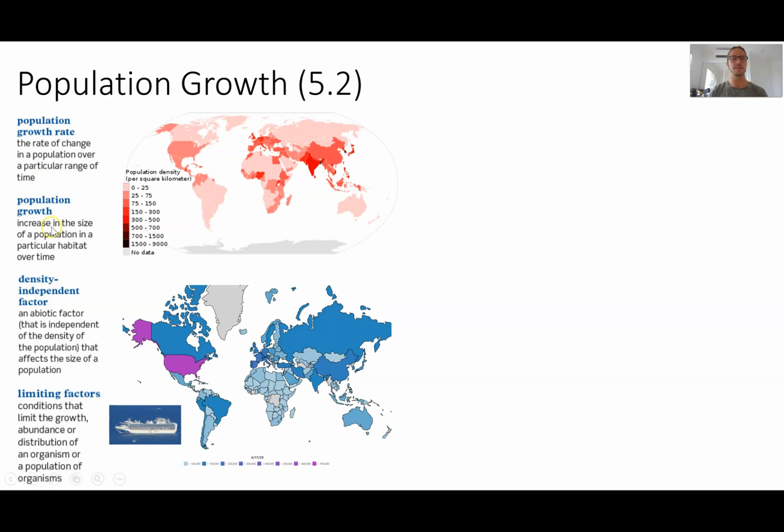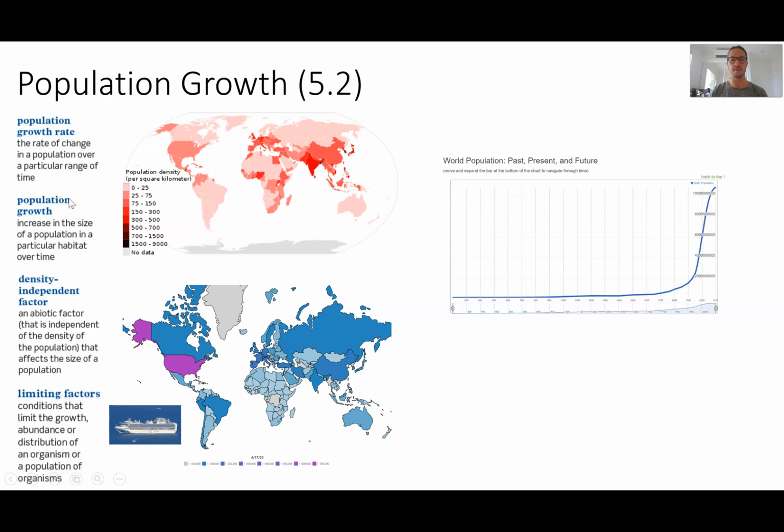Let's talk about population growth as opposed to growth rate. And I'll pull up this graph. It shows us that population growth is the increase in the size of a population in a particular habitat over time. The species that we're talking about here is humans. And it's over the last 2,000 years, past, present, as well as into the future, up to about 2,100. We can see that there was this steady increase, followed by a rapid increase and then this kind of plateauing, leveling effect. And that is because of limiting factors, which we will talk about shortly, as well as in next week's video.